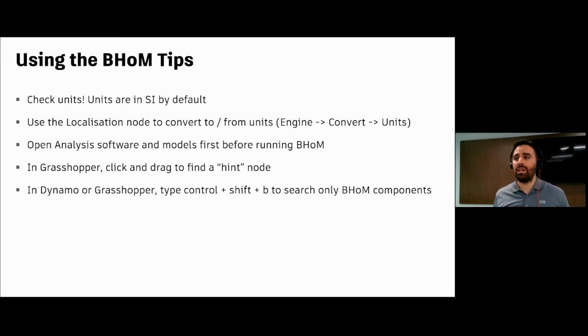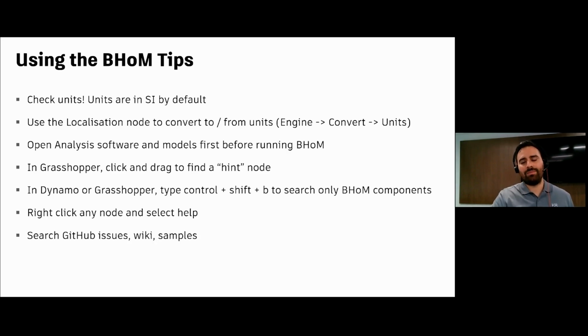In Dynamo or Grasshopper, you can do Control-Shift-B, and that'll search BHoM components. You can right-click any node and select help, and definitely go to the GitHub, go to the wiki, go to samples. There are plenty of options out there.